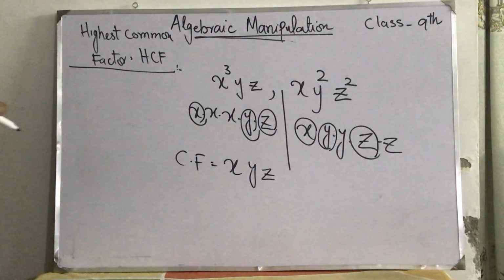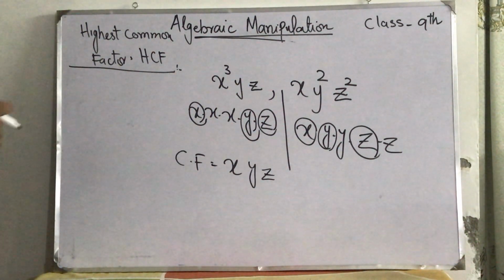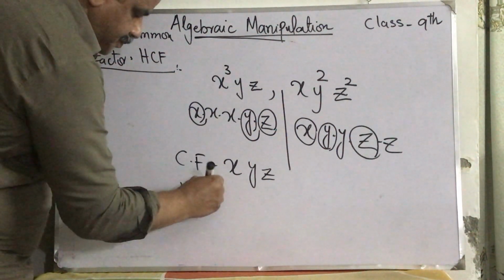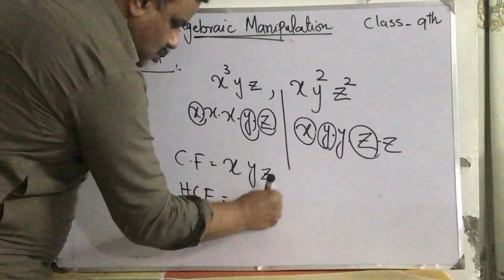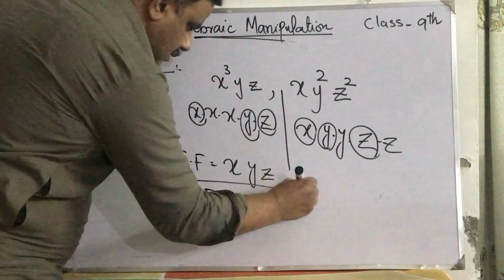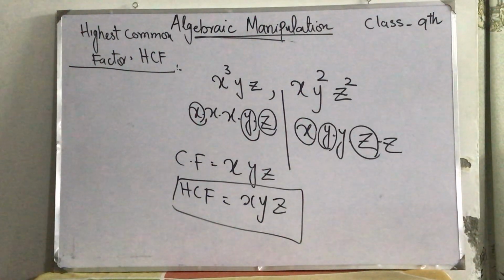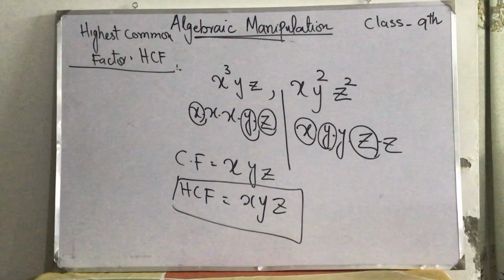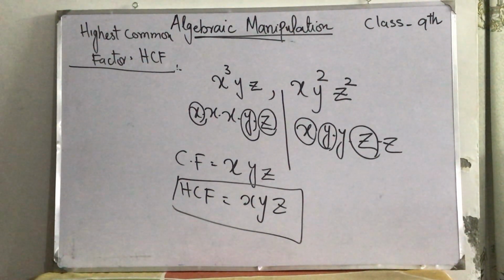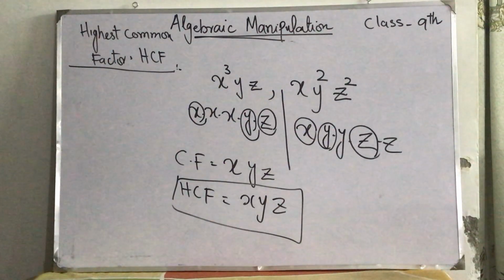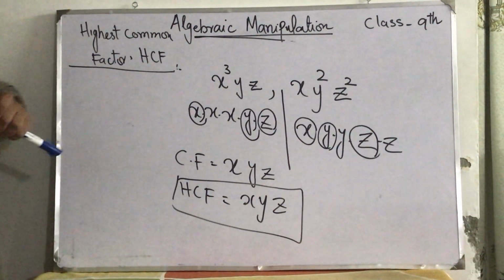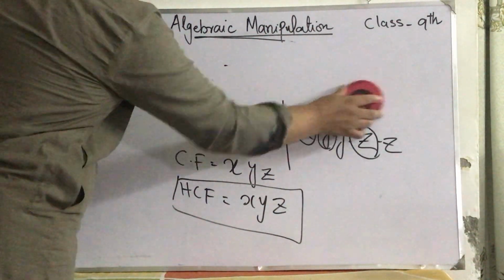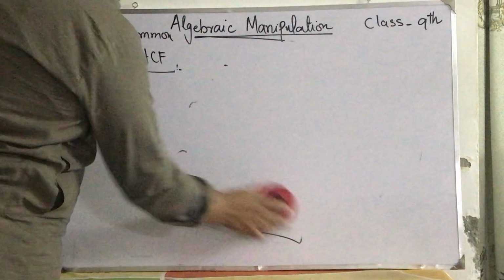So you can see that this is our basic common factor involved in these two expressions, that is the HCF. So we write here xyz is your HCF. That is the simple way to find the HCF of this type of expression. Clear? This is your answer. Now I am going to solve a question from exercise 6.1. It is a similar type of question, and we will solve it in two different ways.